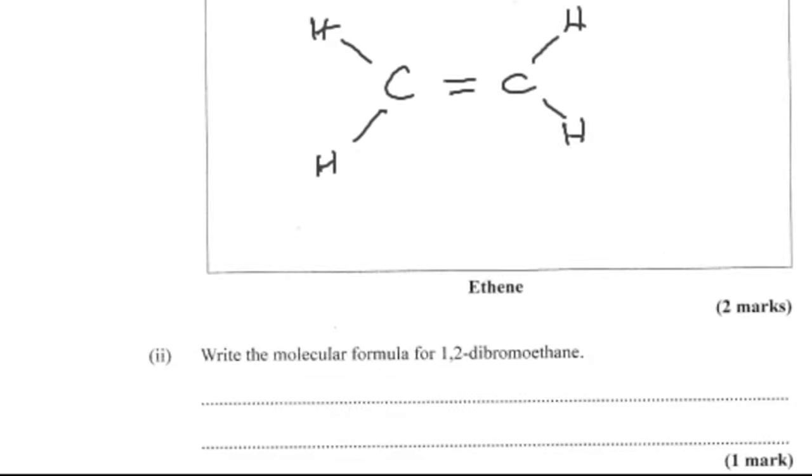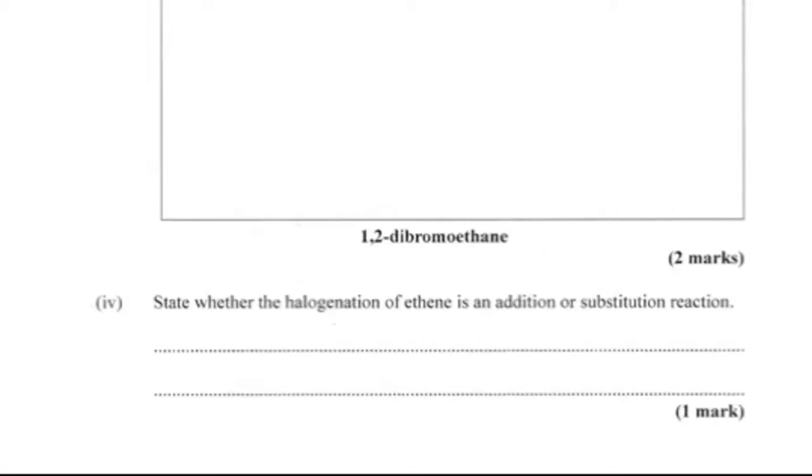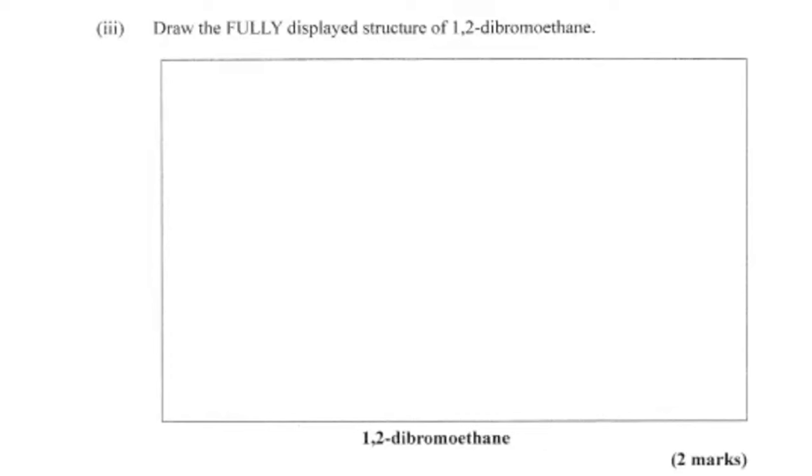So for us to get 1,2-dibromoethane, it means we would have to add bromine or two atoms of bromine across the carbon-carbon double bond, and we would end up with a saturated compound. So as is, ethene is unsaturated. It doesn't have the maximum number of hydrogen that it can have. So adding the bromine across it makes it saturated. All right, 3, draw the fully displayed structure of 1,2-dibromoethane. So after we've added those two bromine atoms, we should now have a saturated compound.